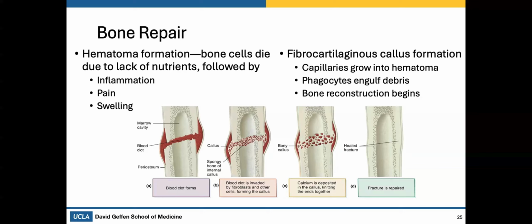So the body will naturally inflame itself, will get white blood cells to those areas, and will get blood clots to form to slow bleeding down to avoid a patient from bleeding out.